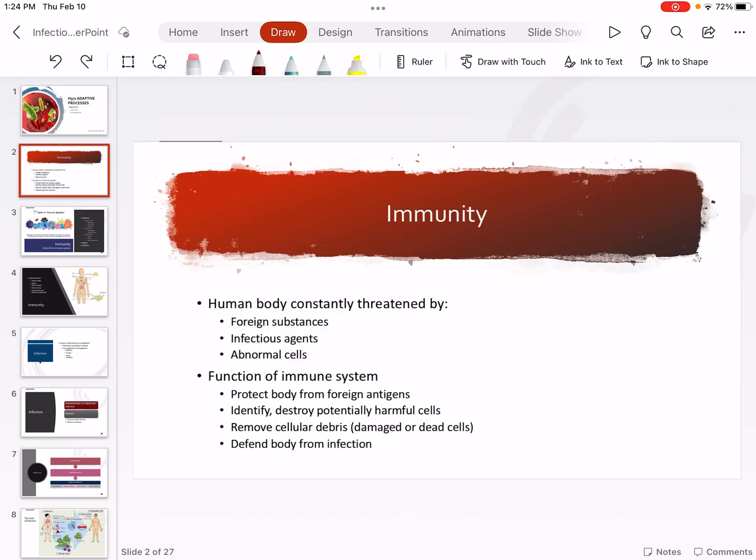So first of all, immunity is the body's natural or induced response to infection and its associated conditions. Really, the body has a defense mechanism to try to decrease infection. The human body is constantly threatened by foreign substances, infectious agents, and abnormal cells that can essentially cause an infection. So the functions of the immune system are to protect the body from foreign antigens, identify and destroy potentially harmful cells, remove cellular debris such as damaged or dead cells, and defend the body from infection.